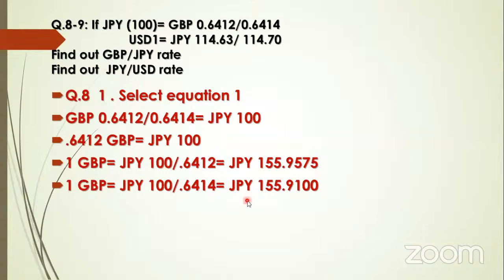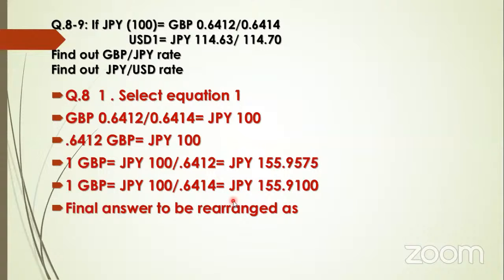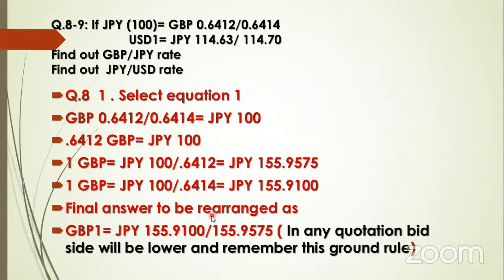Now you have to rearrange the answer. How to rearrange? While you are rearranging finally, ensure that this side is lower and that side is higher. The bid side is always lower. So how will you rearrange? 1 pound is equal to Japanese yen 155.9100, 155.9575. This is how in any quotation the bid side will be lower. Remember the ground rule: bid side will be lower, offer side will be higher.